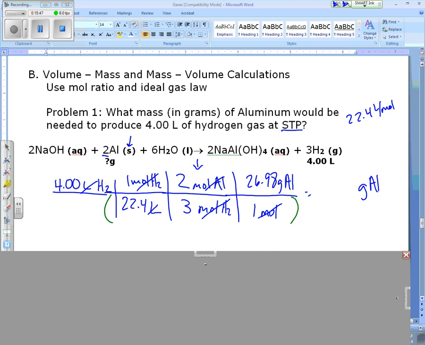How many sig figs in my answer? 3. You go by the number given in the problem. I got 3.21 grams of aluminum. All right, does that make sense? All right. So that's with STP. You can use that 22.4 liters per mole as a substitute for using the ideal gas law. In the next type of problem that's not at STP, you cannot use the 22.4 liters per mole, so we will have to use that ideal gas law.